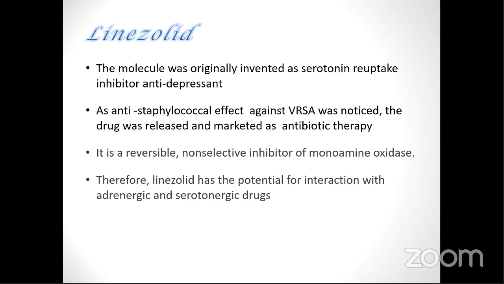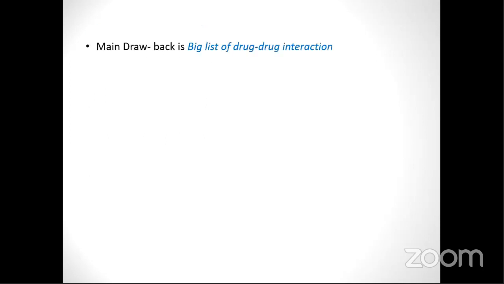It's a reversible non-selective inhibitor of monoamine oxidase. Therefore, linezolid has the potential of interaction with any adrenergic, cholinergic, and serotonergic drugs as well, and with many of the opiates like pethidine or synthetic opiates like tramadol. The main drawback is the very big list of drug-to-drug interactions.